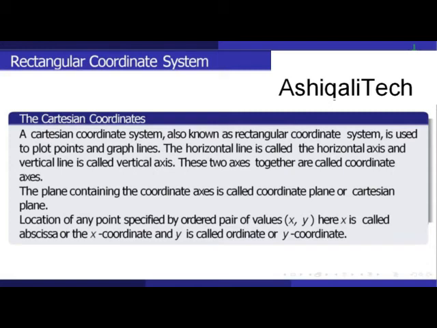The horizontal line is called the horizontal axis and the vertical line is called the vertical axis. These two axes together are called coordinate axes. The plane containing the coordinate axes is called the coordinate plane or the Cartesian plane. The location of any point is specified by an ordered pair of values (x, y). Here x is called the abscissa or the x coordinate, and y is called the ordinate or the y coordinate.